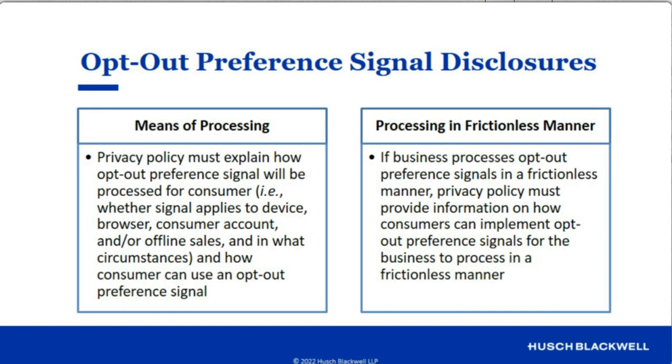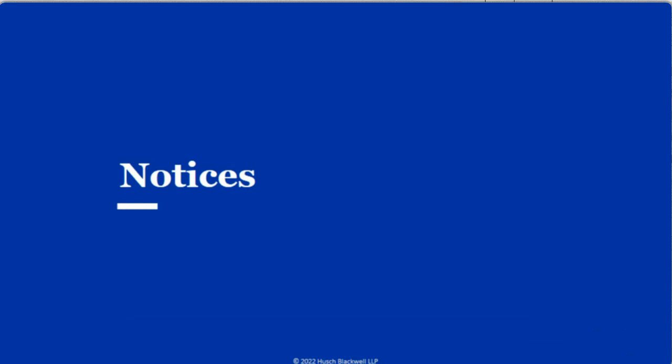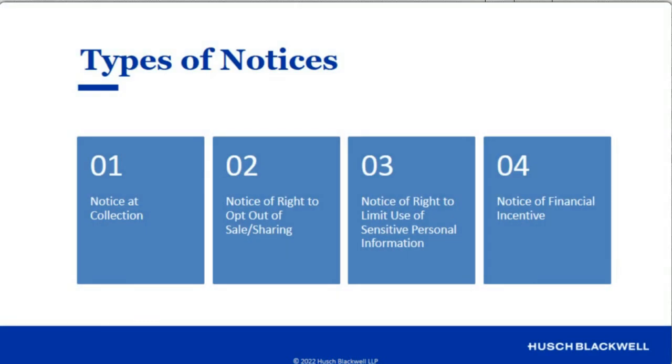So next, I'm going to touch on some of the other notices that need to be provided. The CPRA requires 4 types of notices: notice at collection, notice of right to opt out of sales sharing, notice of right to limit use of sensitive PI, and notice of financial incentive. We're going to walk through the first 3 notices. We're not going to touch on the notice of financial incentive because the regulations did not make significant changes to that type of notice.